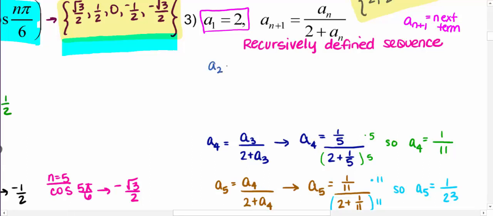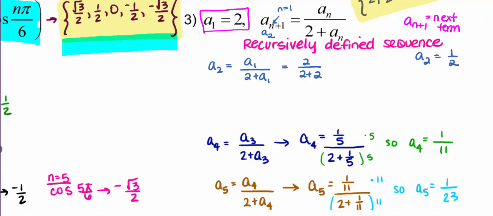So when I'm finding a sub 2, that means n is 1, right? Because 1 plus 1 is 2. So that would be a sub 1 over 2 plus a sub 1. And we know a sub 1 to be 2. So 2 over 4 gets us 1/2.